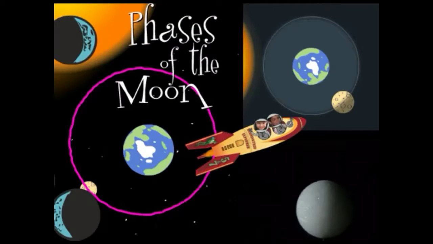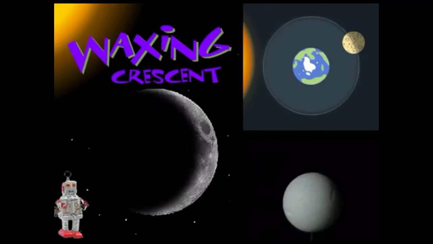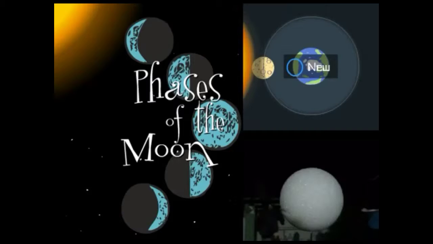Phases of the moon. New moon, waxing crescent, first quarter, waxing gibbous. Full moon, waning gibbous, last quarter, waning crescent.